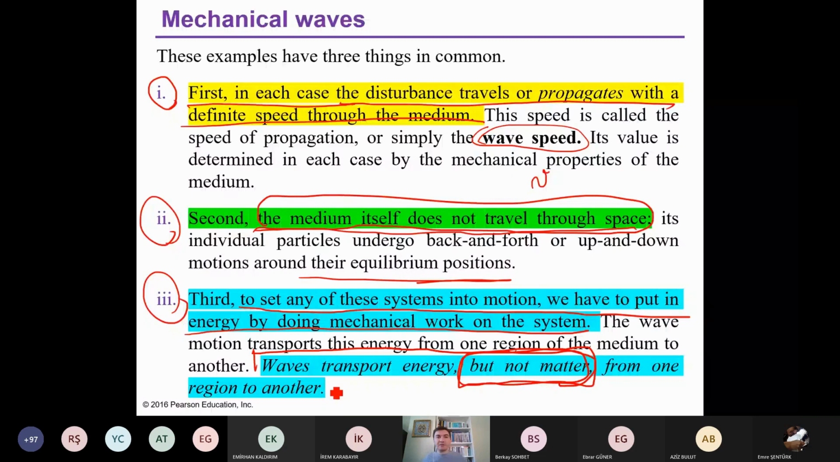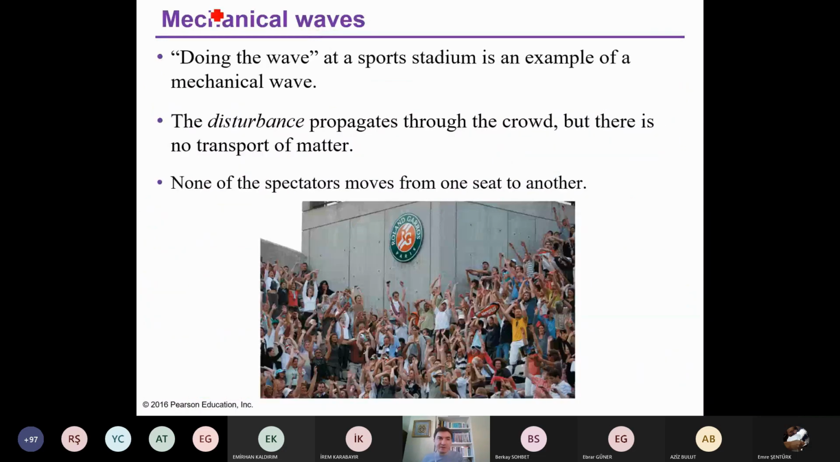So here, let me also explain these three properties of the mechanical waves in this example. For example, here there are spectators, okay, and they are doing the wave at a sports stadium, okay? So they produce a mechanical wave. The disturbance propagates through the crowd, but there is no transport of matter. None of the spectators moves from one seat to another.